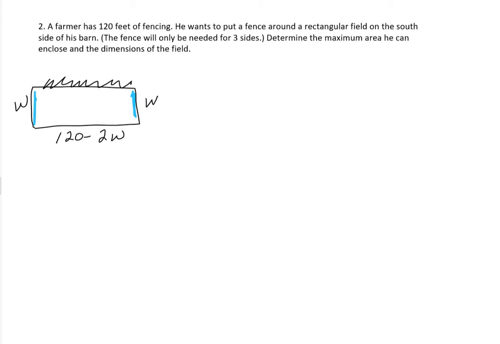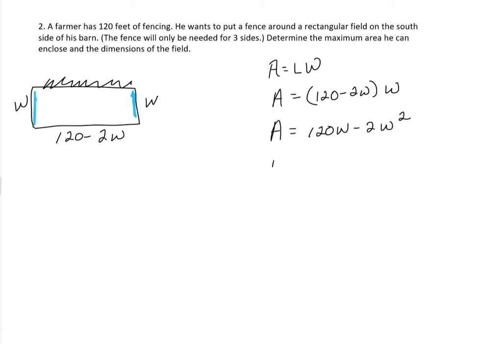Okay, so just like before, we're going to find our formula. Area equals length times width. So the area here is going to be 120 minus 2W times W. Distribute. And then switch this around. Let's put this in standard form. Now, you really don't need to do this, but I like to do that.